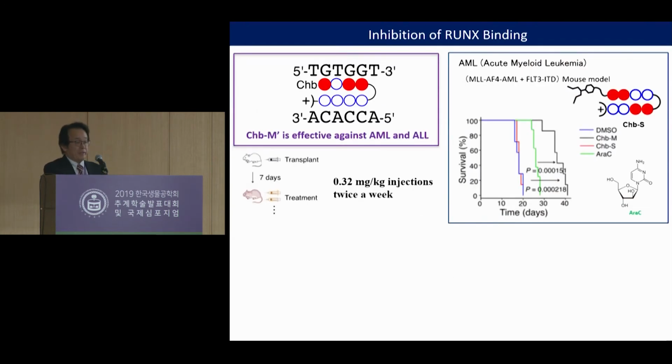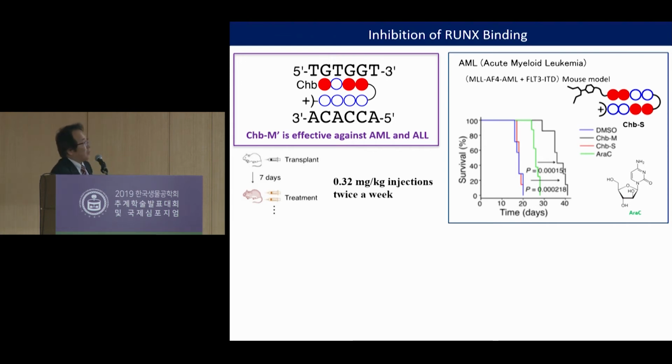We similarly set up the animal model of acute myeloid leukemia, shown here. The mice died within 20 days. However, injecting this compound from the tail vein extends the life period by about 20 days. The conventional drug only has a mild effect, which clearly indicates this is quite effective.